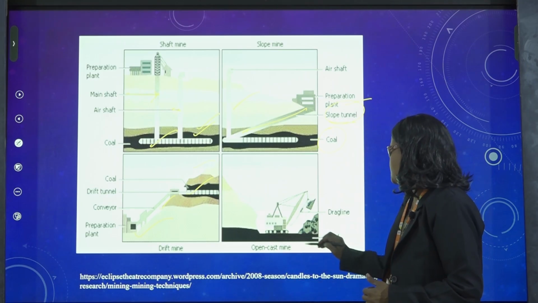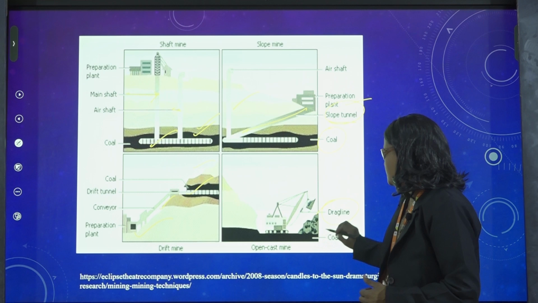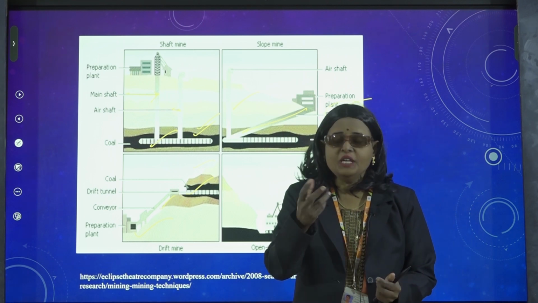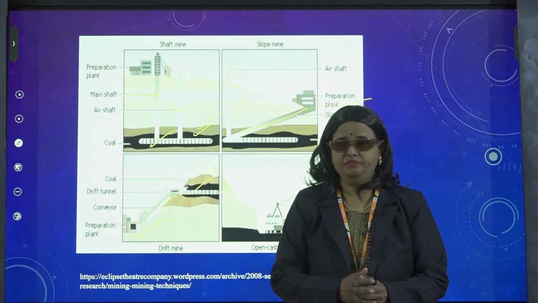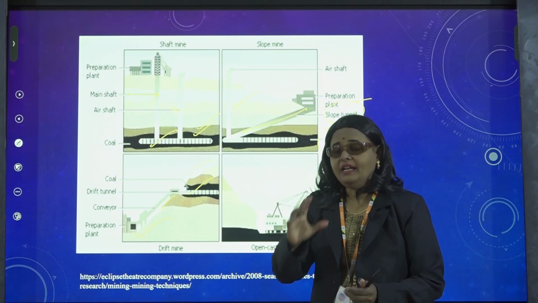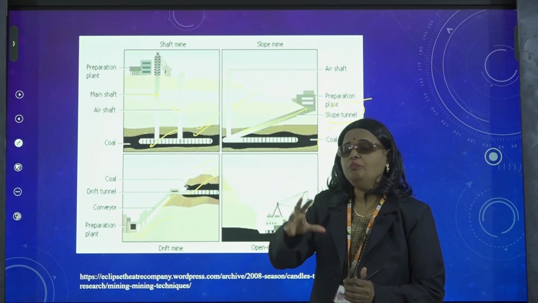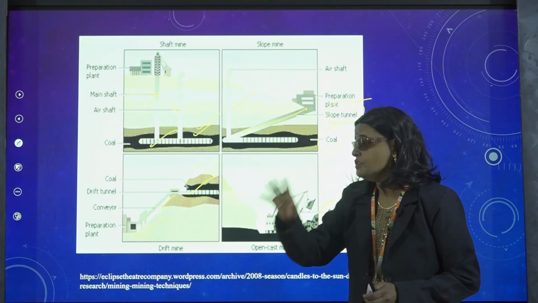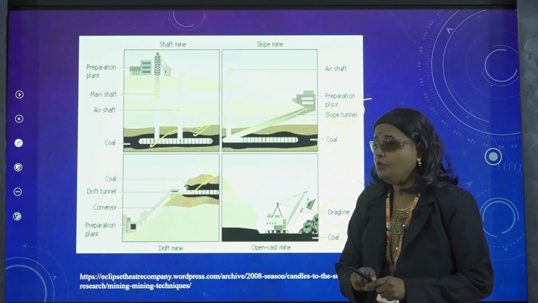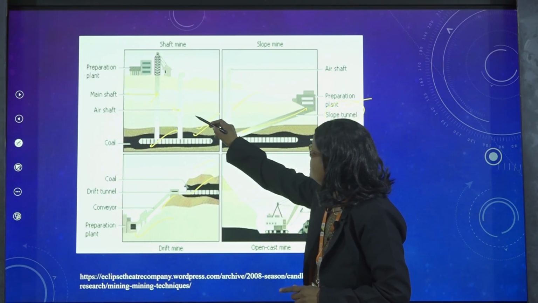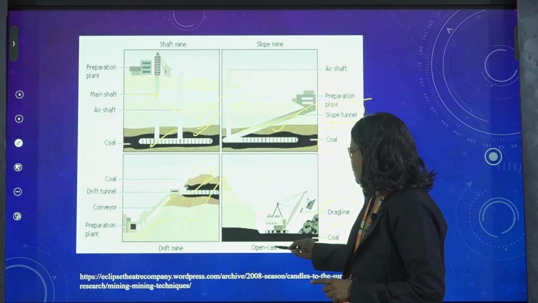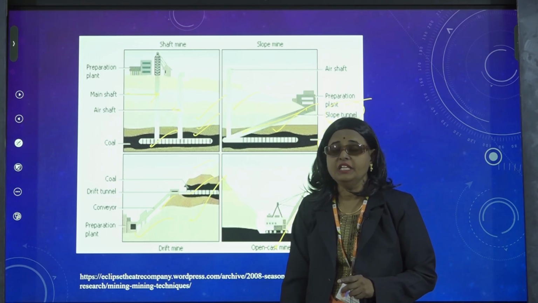Now, open cast mine, this is the dragline, this is coal. What is this dragline? Dragline is a machinery equipment. Okay? Dragline is nothing but a machinery equipment to remove the ore. Is it clear for you, all of you? So, in this picture, you can see very clearly shaft mine, slope mine, drift mine, open cast mine. Is it clear?